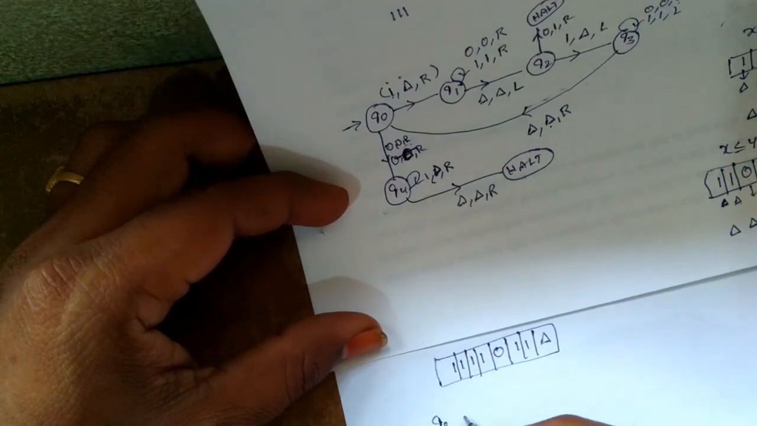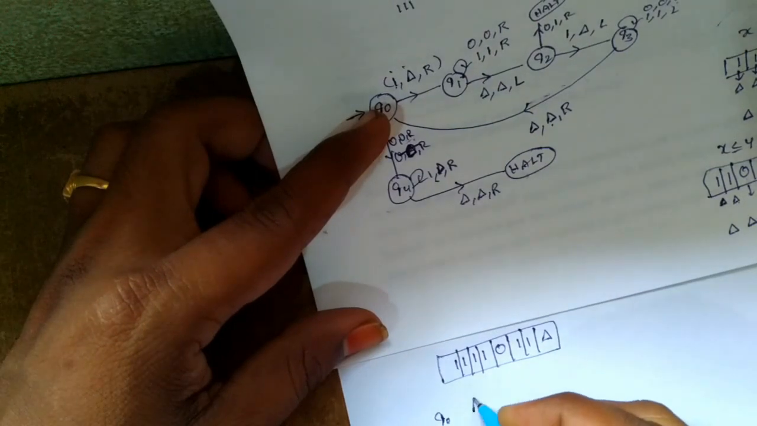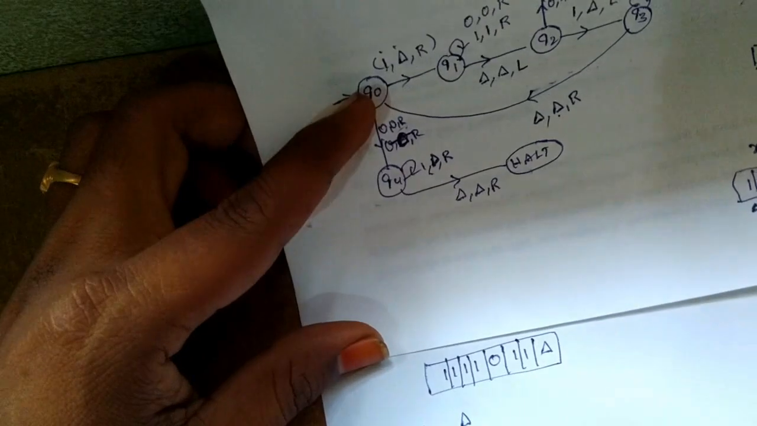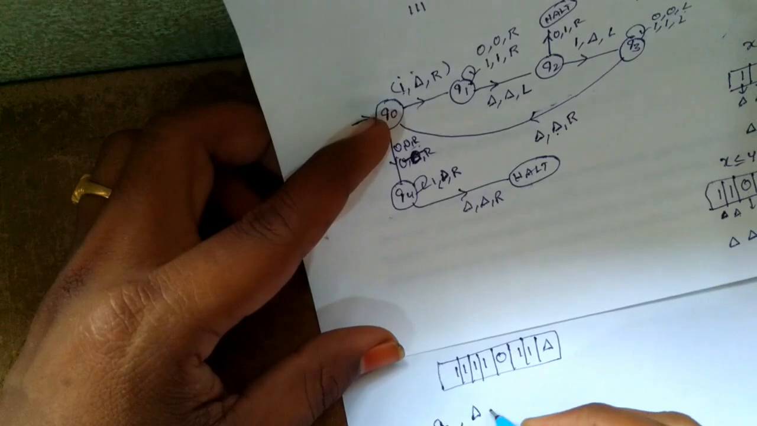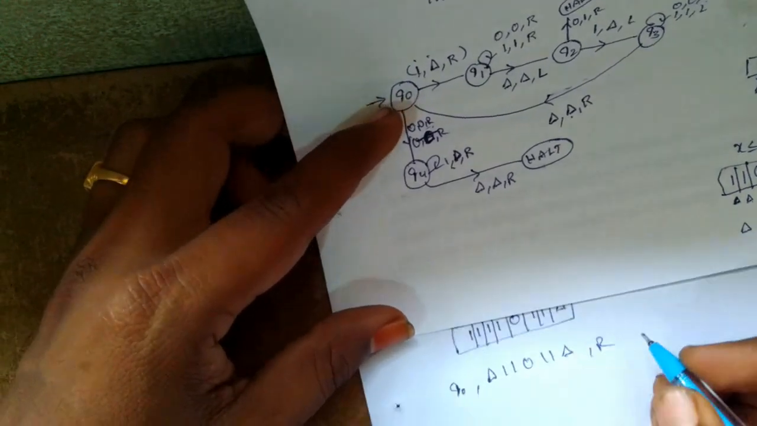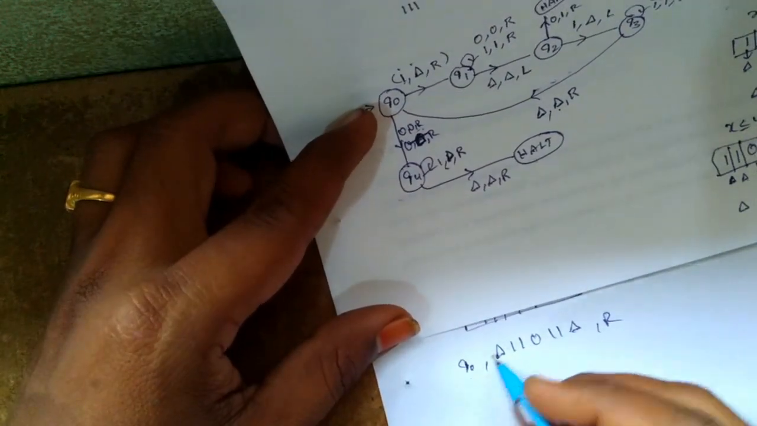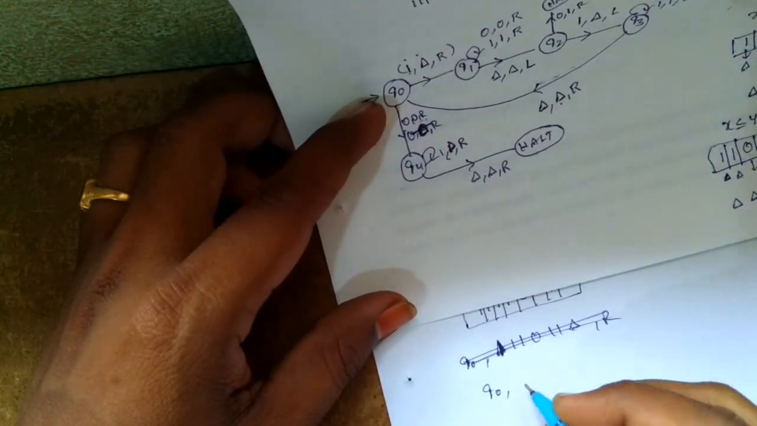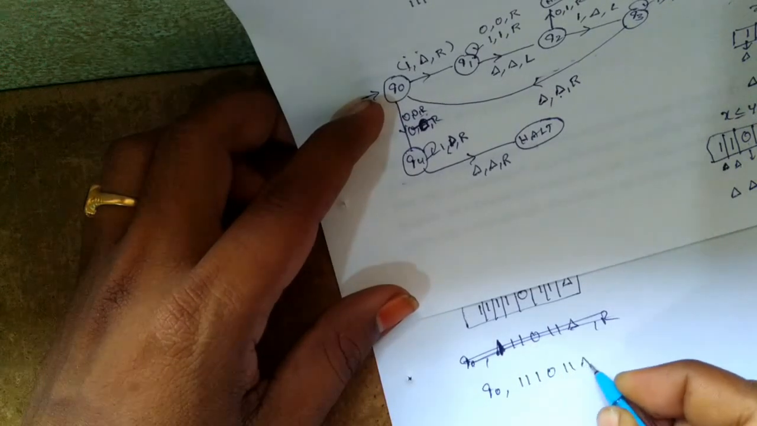We start from Q0. From Q0, when reading 1, it is converted to del and we move right. The remaining is 1 1 0 1 1 del, and the direction is right. The next state is Q1. Consider Q0 as the current state; the total input is 1 1 1 0 1 1 del.